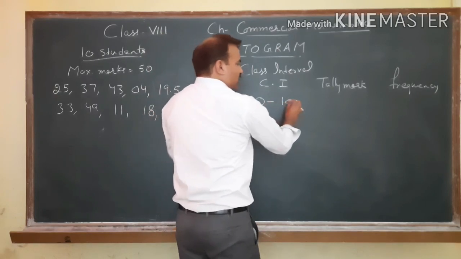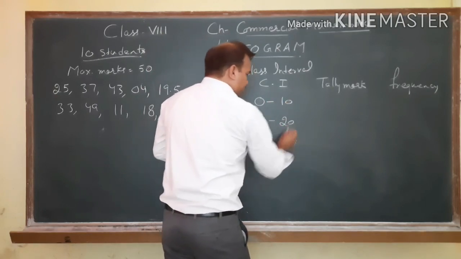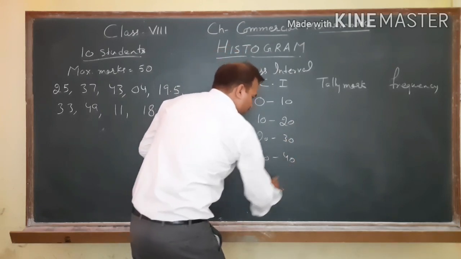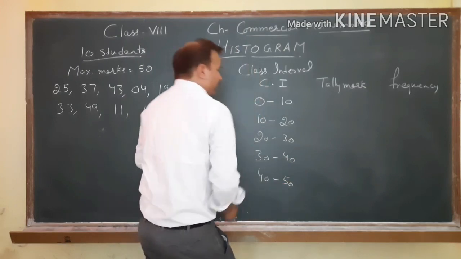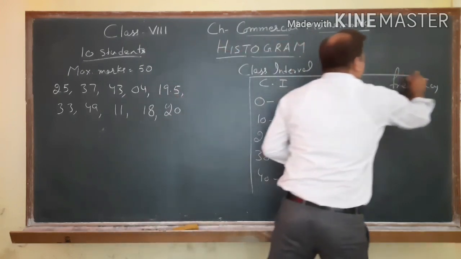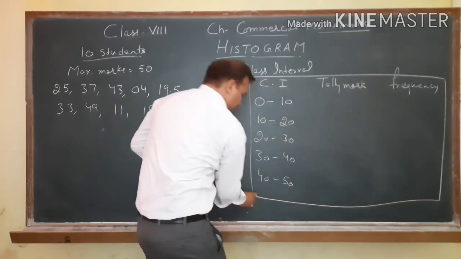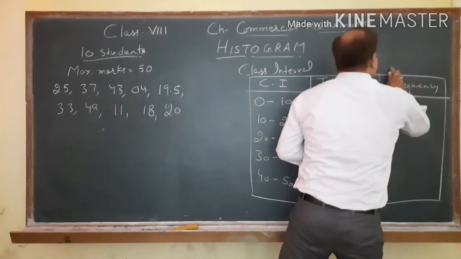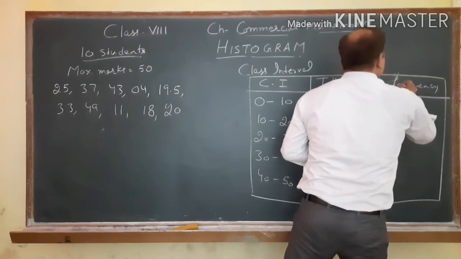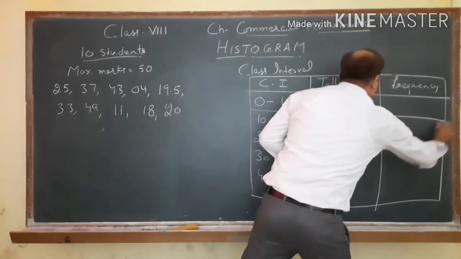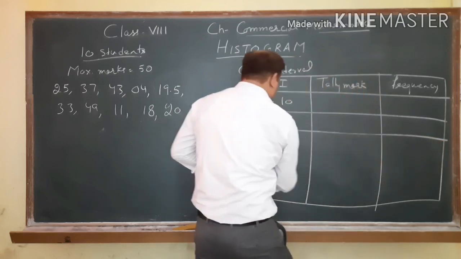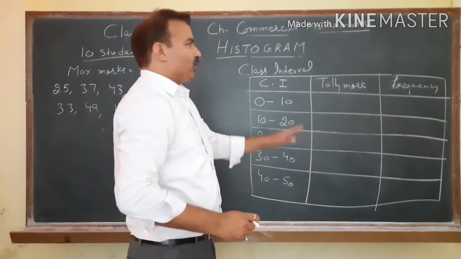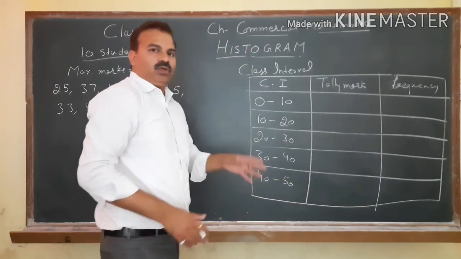0 to 10, then 10 to 20, then 20 to 30, then 30 to 40, and then 40 to 50. I'll put this complete in a tabular form. Whenever you make a table, please draw it like that, so that it will be easy for you to understand and easy for others to check properly.